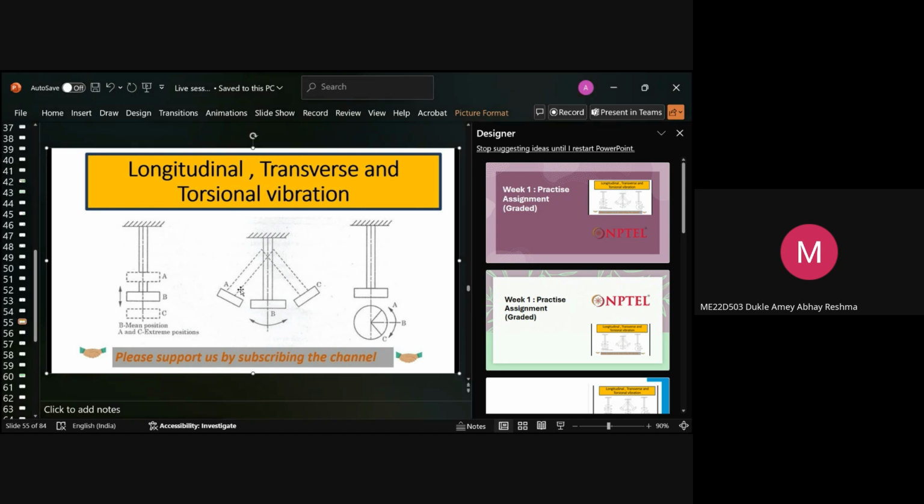So you can see here, basically there will be three types of vibrations. The first one you can see is the longitudinal vibration. So basically, the axis, the central line axis, across the central line.